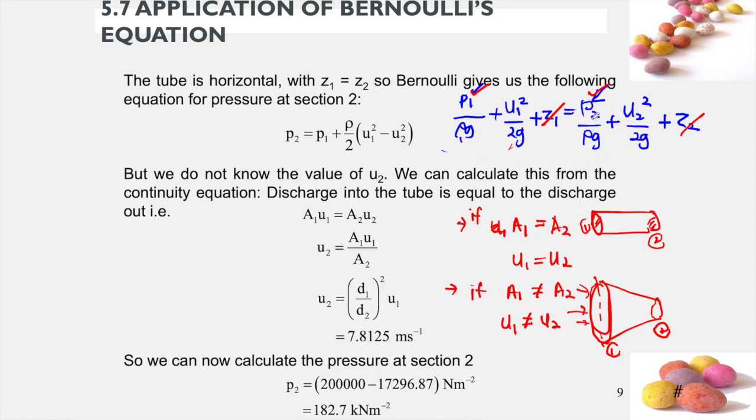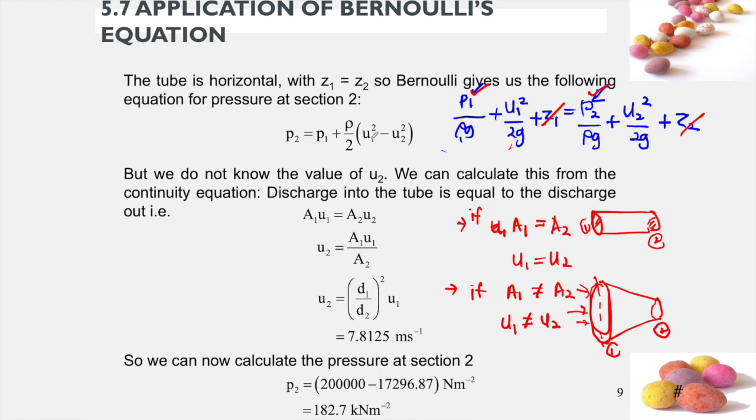Rearrange this equation because we want to find what is P2. So the equation will become like this. P2 equal to P1 plus rho over 2 times U1 squared minus U2 squared. So you may try to rearrange this equation.